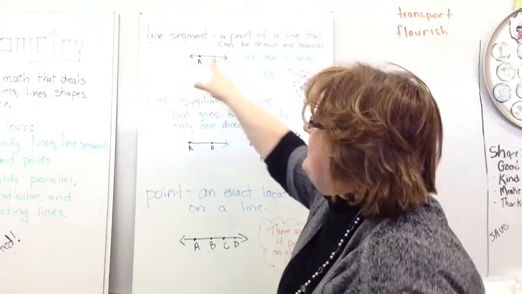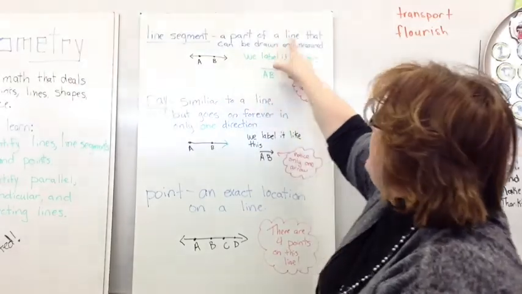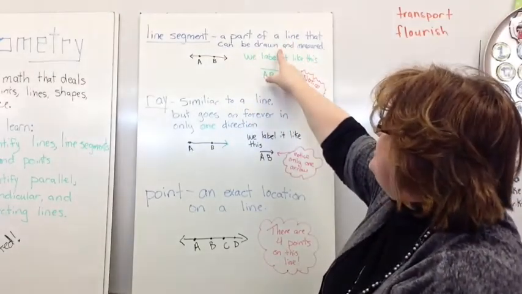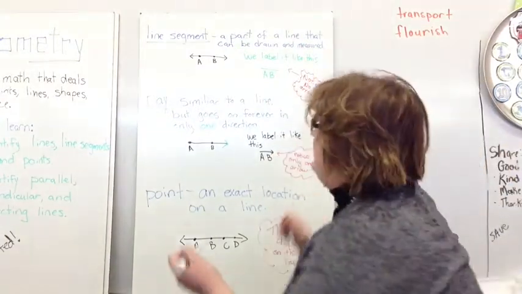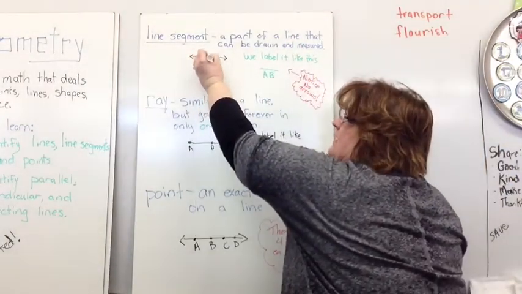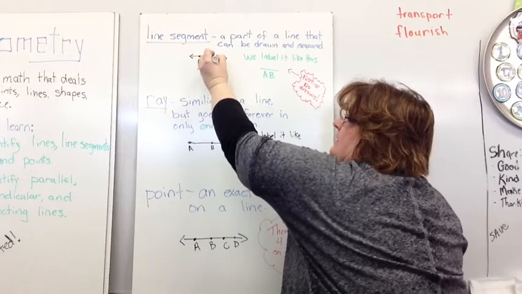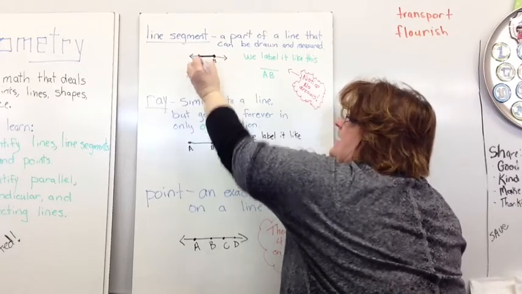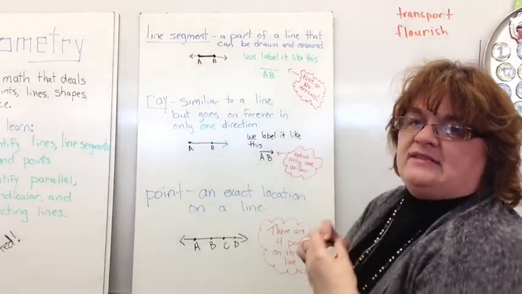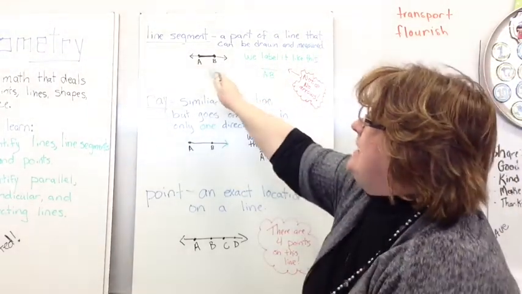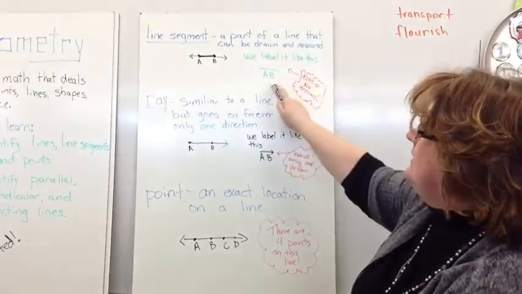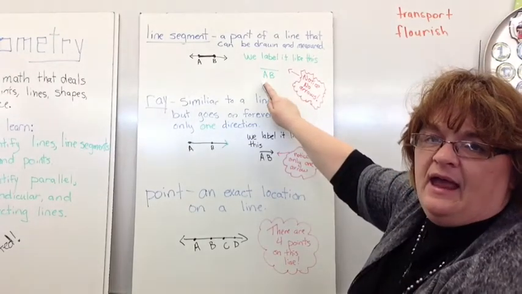So this is line AB. It's a part of the line that can actually be drawn and measured. So if I were talking about just the little piece right here between the A and the B, that is a line segment. That's the part of the line that we can actually measure. When we're talking about line segment AB, we label it like this, AB.